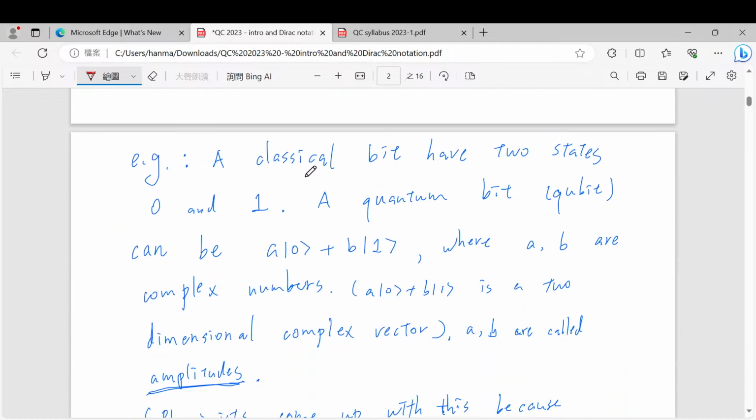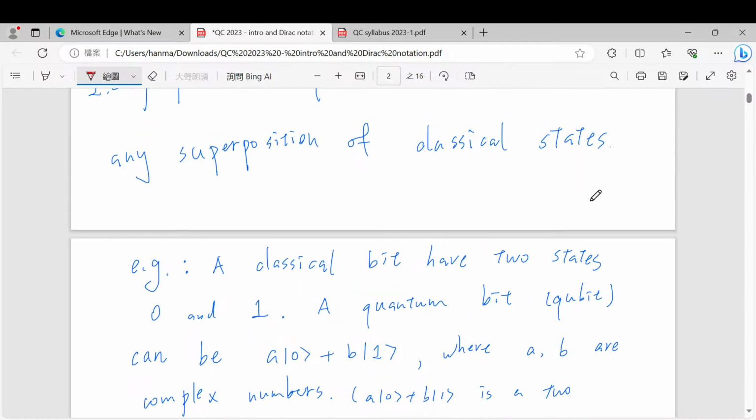So for example, now we are going into a little computer science. A classical bit, we know, has two states. This is what we mean by state: the position or the state the system can be in. So a classical bit can be in 0 or 1, right? And then a quantum bit, a qubit, will be a superposition of the 0 and 1.